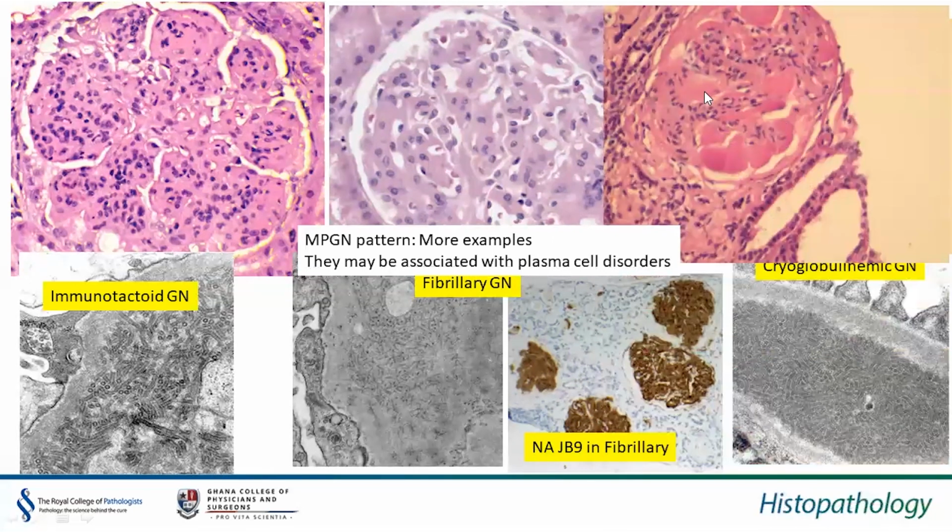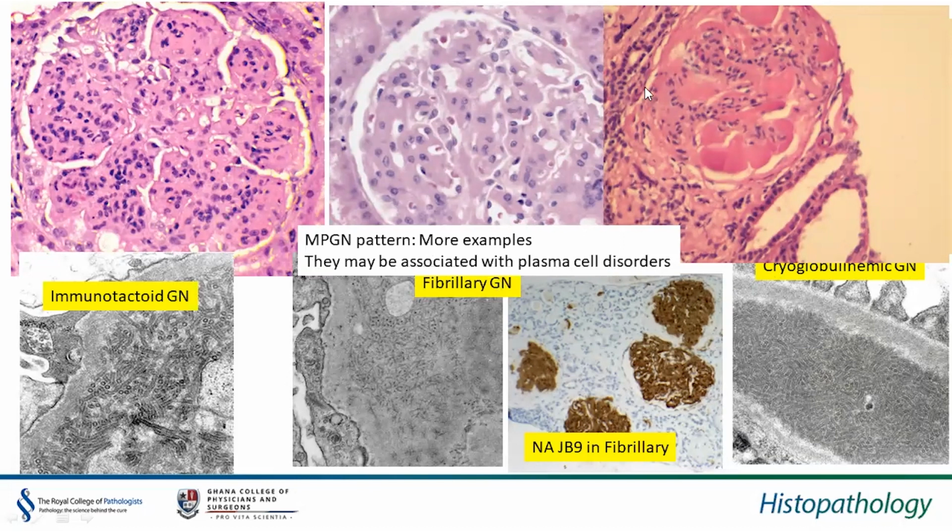In fact, here in another glomerulus, these kind of thrombi were seen, almost like large deposits present within the glomerulus. And this was a case of cryoglobulinemic glomerulonephritis. And on electron microscopy, they have a definite appearance. They are seen as bundles of fibrils and microtubules. So all of these are MPGN pattern, but all of these are different.